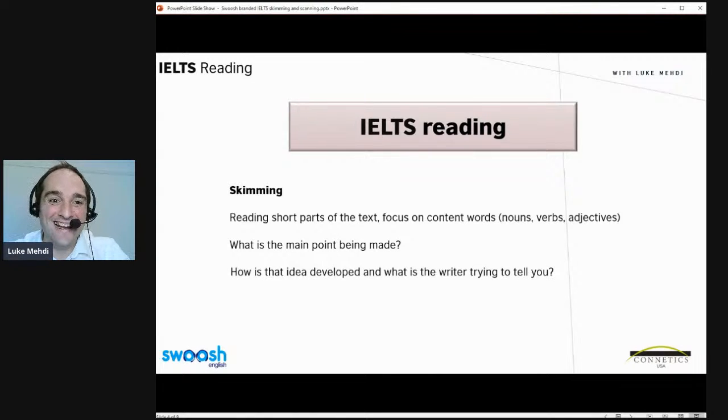So when you're skim reading, you're looking for the main point being made, and you also need to think about how that idea is developed and what the writer is trying to tell you. Of course, idea development, make sure you pay attention to any transition words nearby.